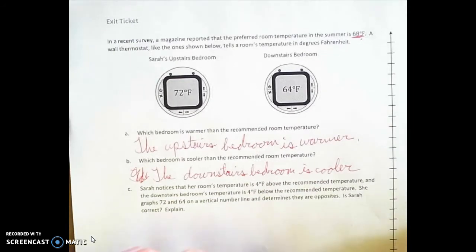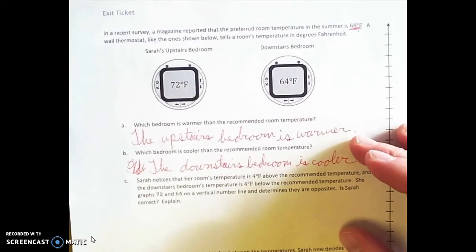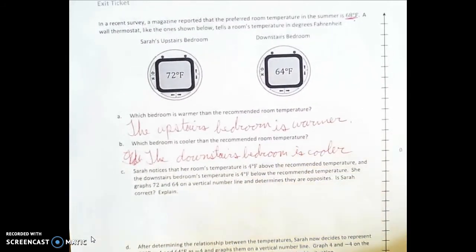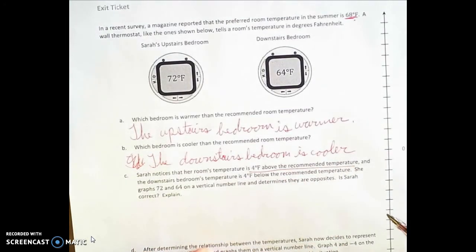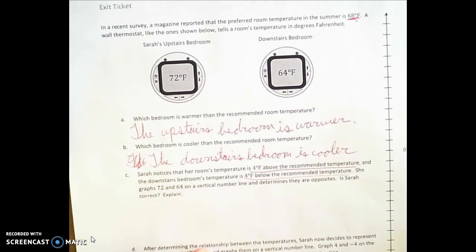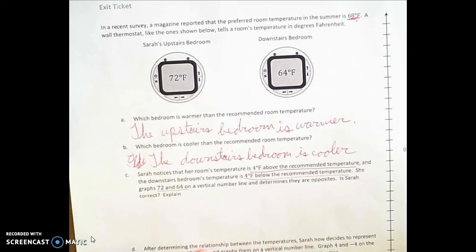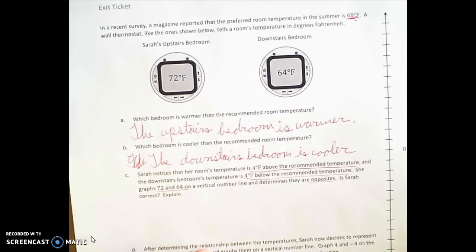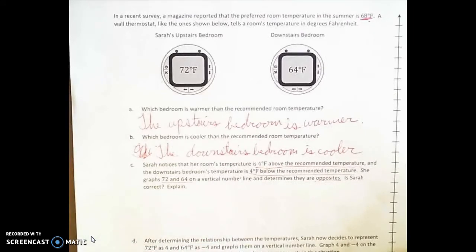Okay. And then finally, on part C, Sarah notices that her room's temperature is 4 degrees Fahrenheit above the recommended temperature, and the downstairs bedroom's temperature is 4 degrees Fahrenheit below the recommended temperature. So she graphs 72 and 64 on a vertical number line and determines that they are opposites. Is Sarah correct? Well, in this case, no, she is not correct.